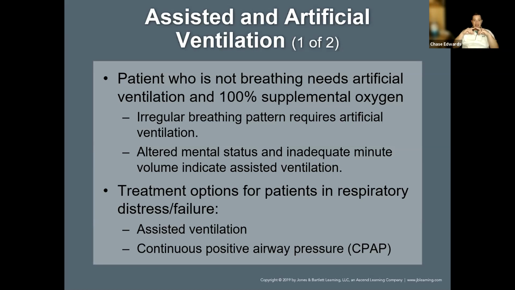Signs of AMS, or altered mental status, and inadequate minute volume are indications for assisted ventilations. Excessive accessory muscle use and fatigue from labored breathing are signs of potential respiratory failure. Two treatment options for that are assisted ventilation or continuous positive airway pressure, or CPAP, which is an awesome tool to use. If you listen to the lungs and you're hearing a lot of crackles, it sounds like they have pneumonia pretty bad or what have you, CPAP works out fantastic. It helps push that fluid out of the lungs.